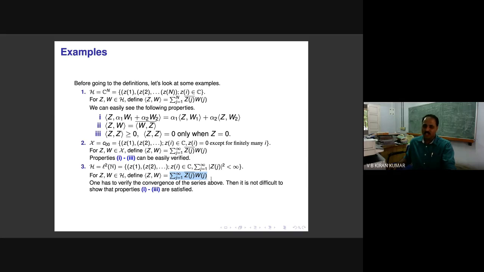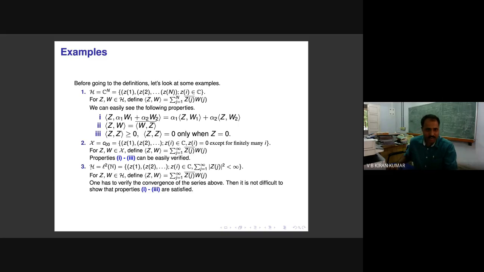Okay, so once such a convergence is established, then again it's an easy thing to verify properties 1 to 3. That means these three properties you can verify easily. The only thing is that instead of a finite sum, you will have an infinite sum here, but convergence is already taken care of, so it is easy.